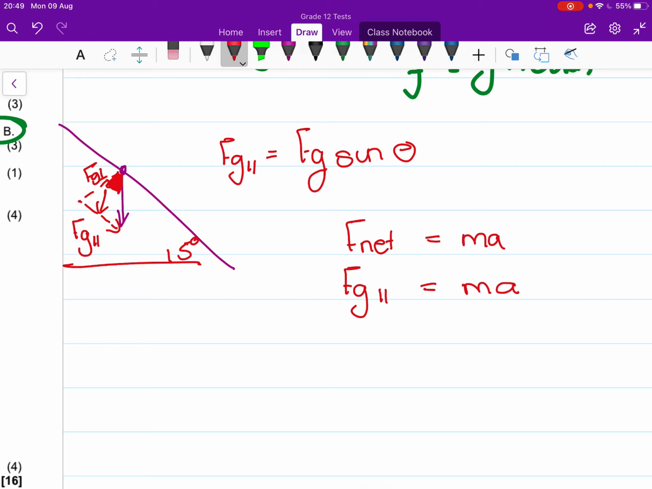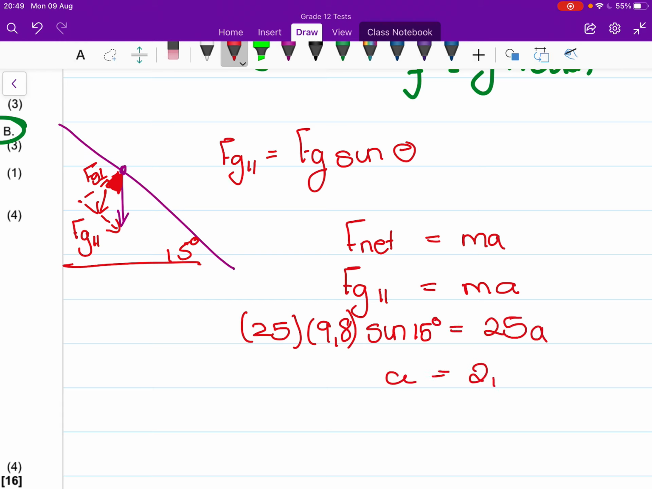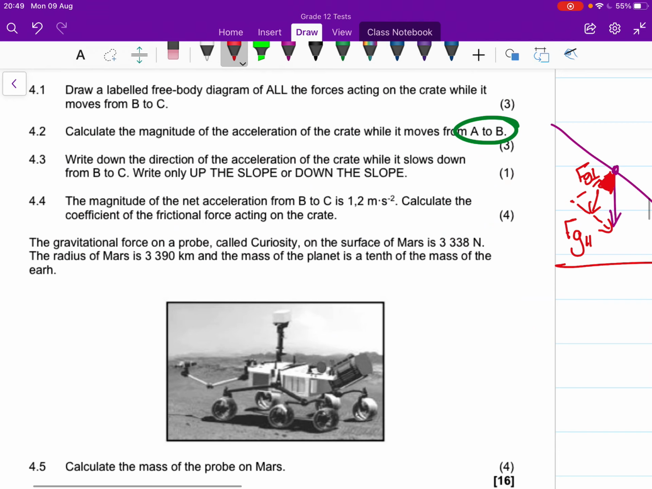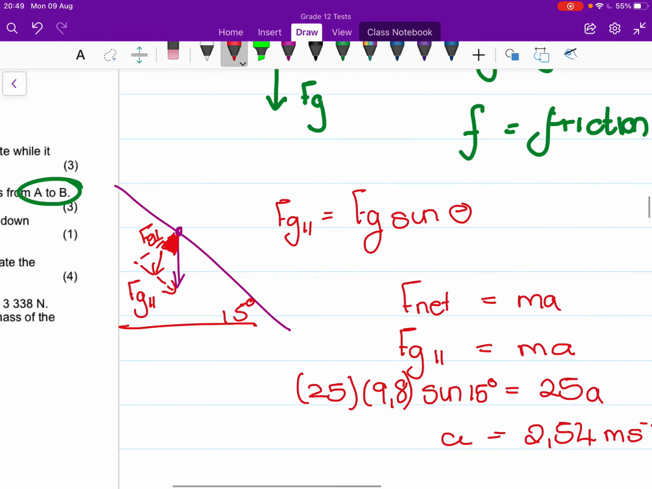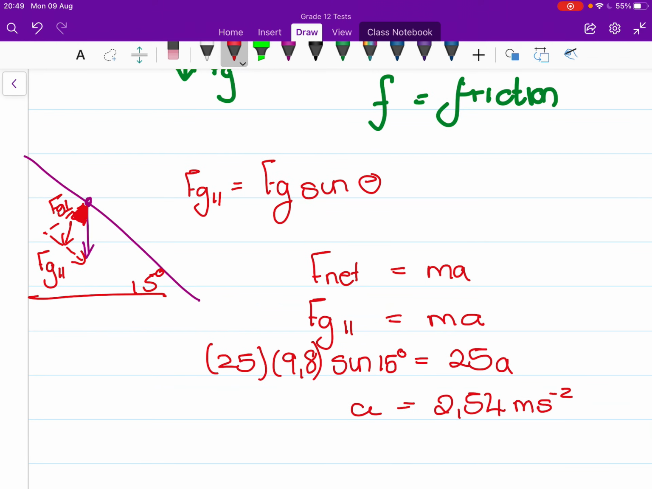FG parallel is FG sine theta, so this is going to be 25 times 9,8 times sine 15 degrees equal to 25A, and A is 2,54 meters per second squared. Okay, and they said calculate the magnitude of the acceleration, so I didn't need a direction. That was fine. That wasn't a problem.